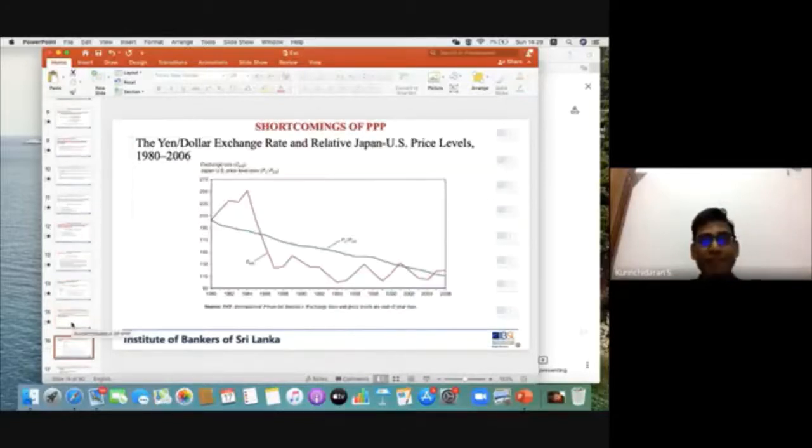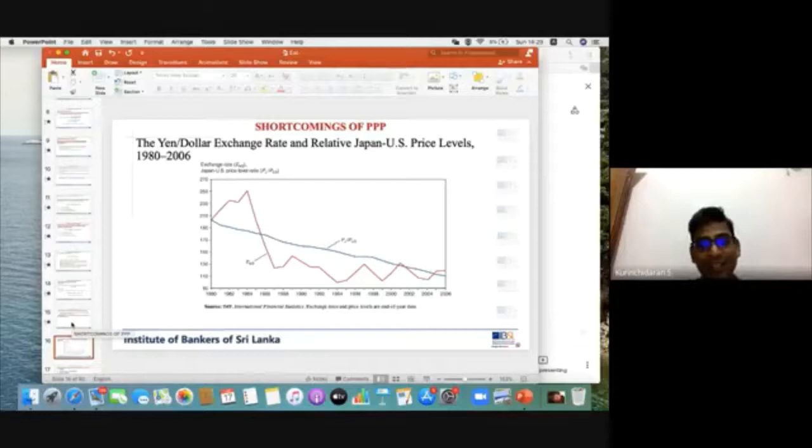Now you can see this data, the yen dollar exchange rate and relative Japan US price level, 1980 to 2006. The blue line you can see is the Japan US price level ratio. It's continuously coming down. Even though the long-term trend is similar, the exchange rate also coming down, but it's sometimes going up, going down. So it's not clearly predictable.